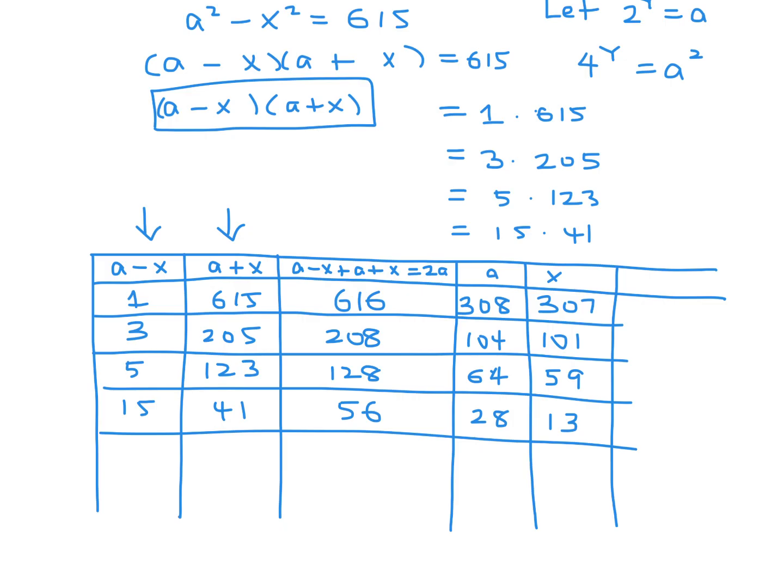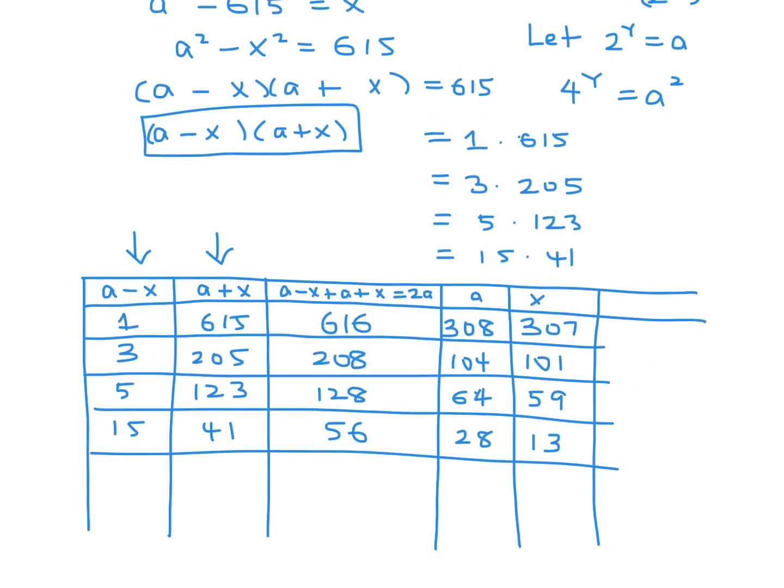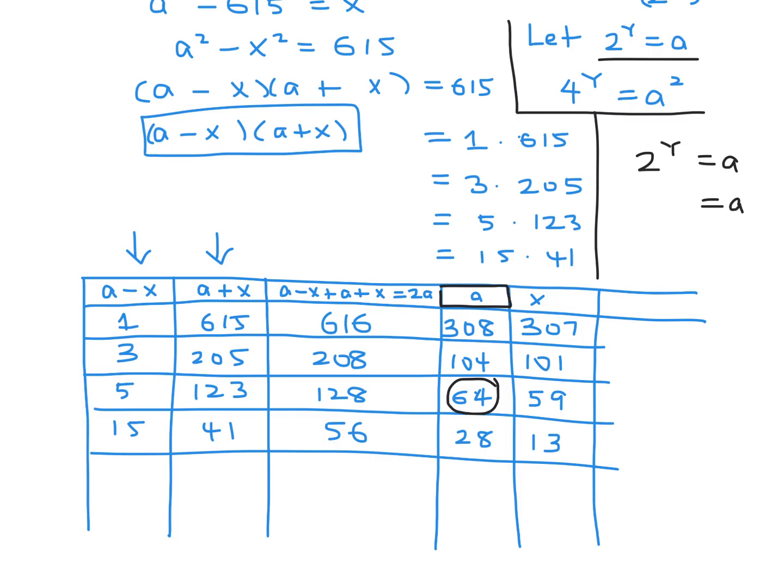Okay, so let's see here. How do I choose which one of these? I think we have to go back to this point right here. If you remember, a is equal to 2 to the power of y. So a is basically a multiple of 2. So the only one that's a power of 2 for a is this guy. That's the only one. So that means a is 64.